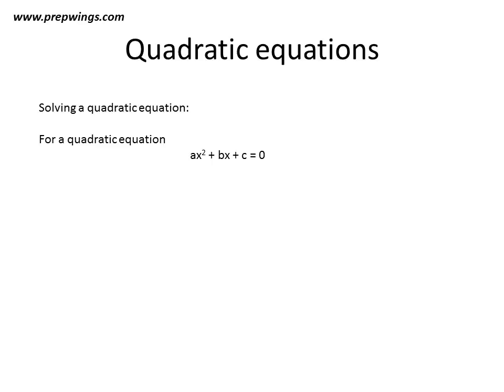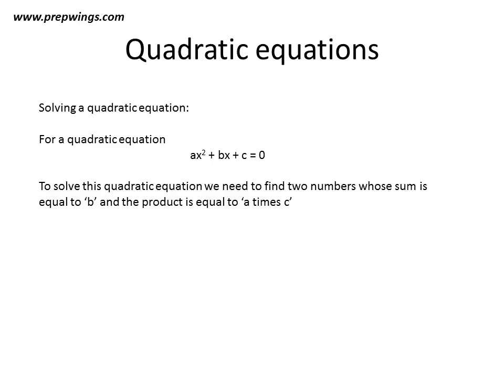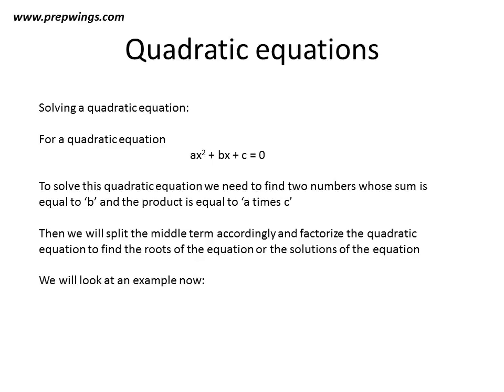Now, to solve a quadratic equation, how do we approach it? Say a quadratic equation ax square plus bx plus c equal to 0 is given to us. First we have to find two numbers which add up to b, and whose product is equal to a times c. After we have done that, we'll split the middle term and factorize the quadratic equation to find its roots. We'll look at an example of how we do it.